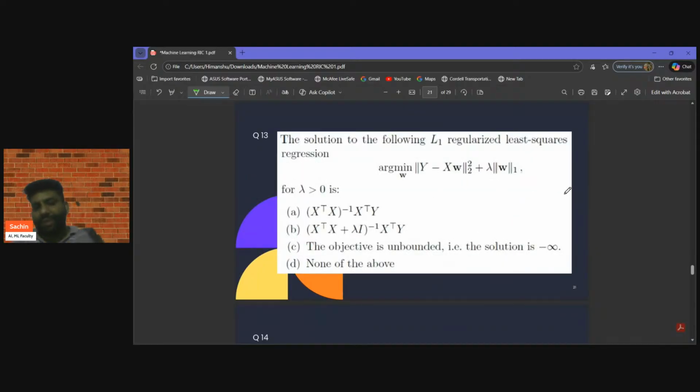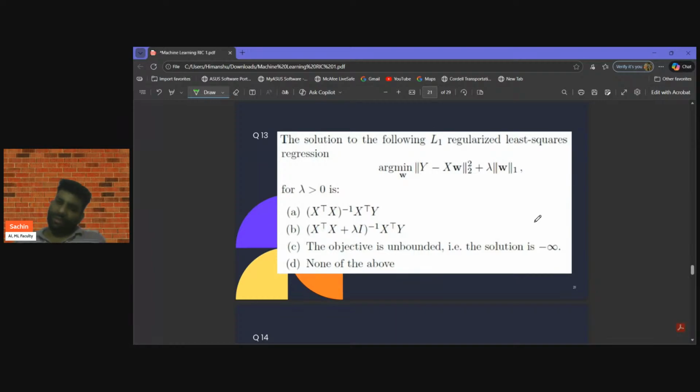What do we have? I already gave, so something like this you have already seen. Now the idea is whether you have understood it or not. The solution of the following L1 regularized least square regression is this one. So we have this as the optimization problem to be solved. And this is the objective function with L1 regularization. Do we have a closed form solution to that? We don't have. We just talked about this when we were presenting the cheat sheet. So that means we do not really have a closed form solution.